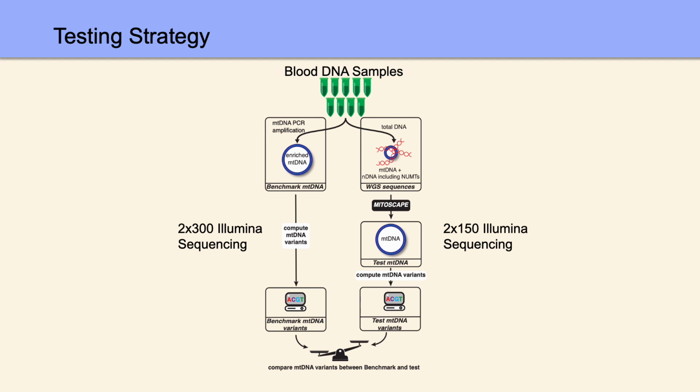On the right-hand side of the workflow, we perform whole genome sequencing on the blood DNA samples using the standard 2x150 Illumina sequencing. We then take this data and apply MitoScape and call mitochondrial DNA variants. This data set would now correspond to our test mitochondrial DNA variants. And what we want to do now is compare the benchmark mitochondrial DNA variants to the test mitochondrial DNA variants to see how well both of these two data correspond to each other.